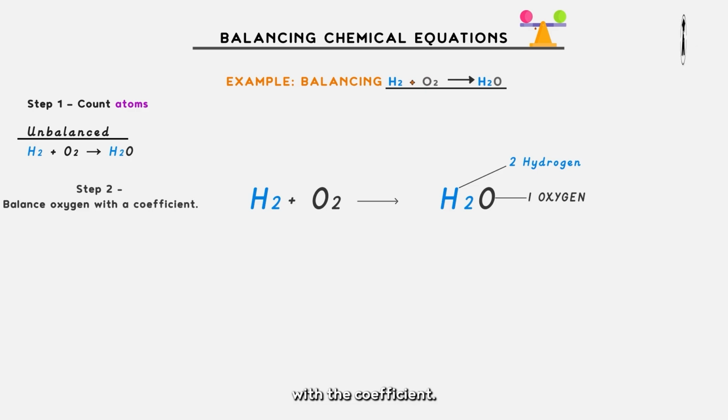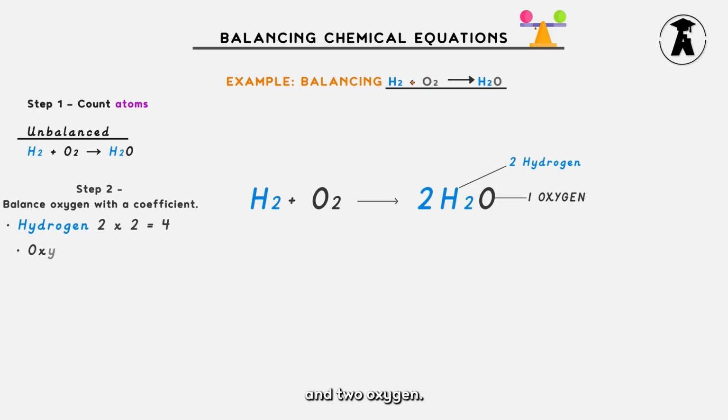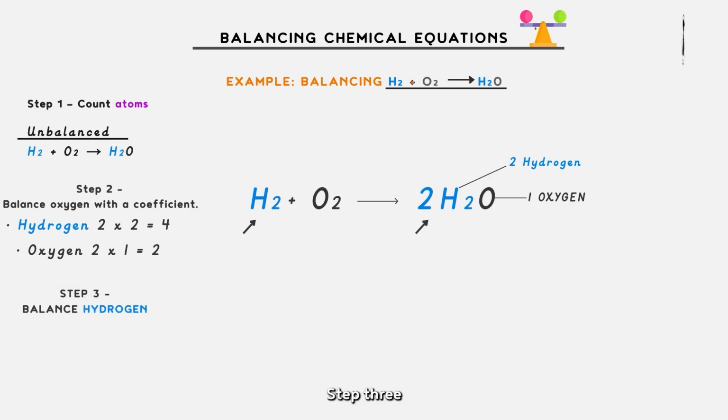Balance oxygen with a coefficient. If we place a 2 in front of H2O, we'll double the water molecules. Now let's recalculate. 2 hydrogen times 2 will give us 4, and 2 oxygen times 1 will give us 2. Oxygen is balanced, but hydrogen is not, because we have 2 hydrogen on the left and 4 hydrogen on the right. Step 3. Now we are going to balance hydrogen.